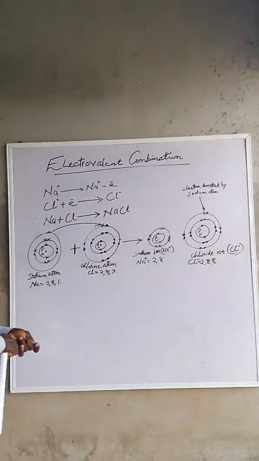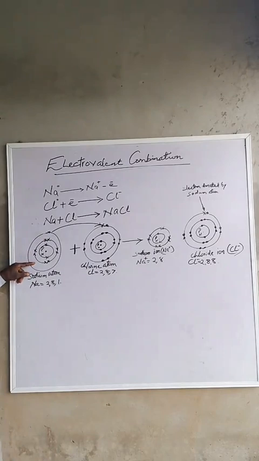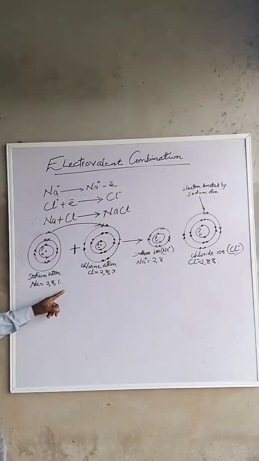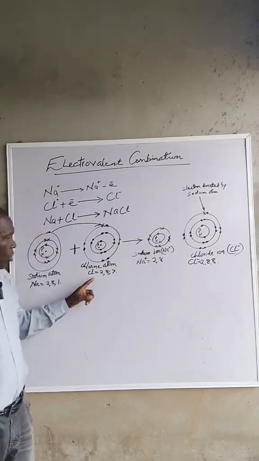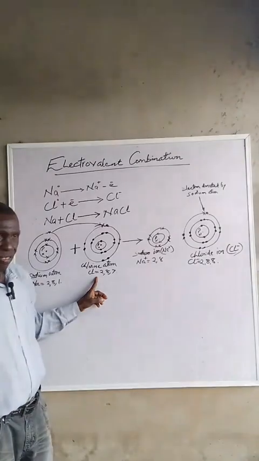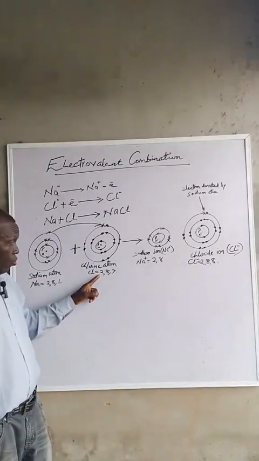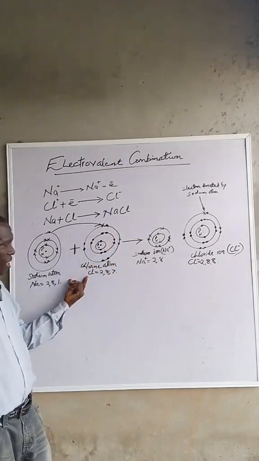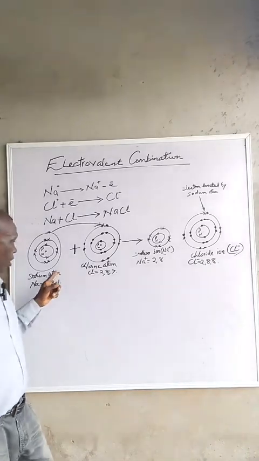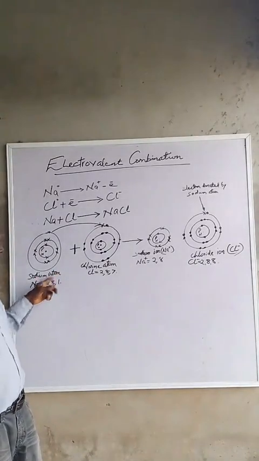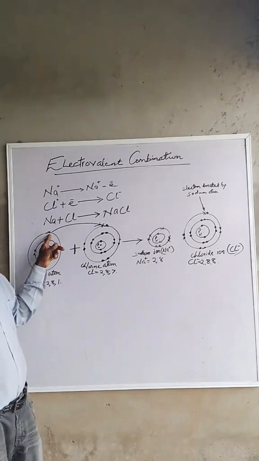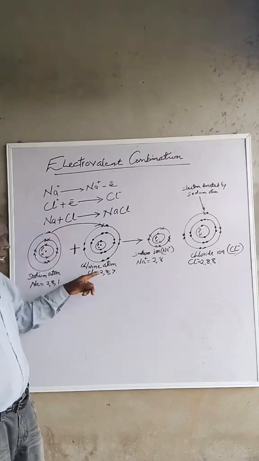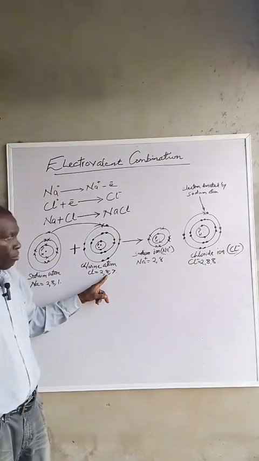This is the sodium atom. Sodium has 11 electrons. So the configuration is 2,8,1. So the 1 is the last electron in the outermost shell. Chlorine atom, chlorine has 17 electrons. The configuration is 2,8,7. That means 7 electrons in the outermost shell. Now when these two agree to combine, sodium will agree to donate the last electron in the outermost shell, and chlorine will accept that electron.